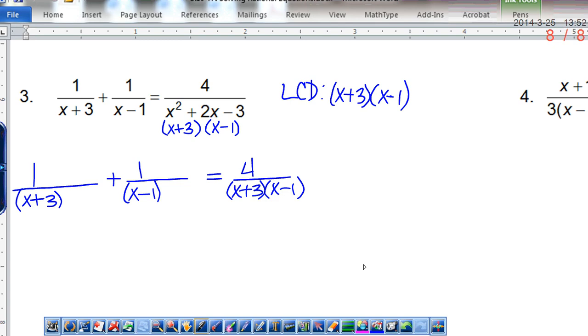All right, so what am I missing from my first denominator? x minus 1. So I'm going to multiply the top and the bottom by x minus 1. In the second fraction, I've got 1 over x minus 1, which means I'm missing x plus 3. All right, anything from the last one? No. All right, so now that our denominators are all the same, I take my numerators and I set up a nice simple equation with them. So I've got x minus 1 plus x plus 3 is equal to 4.